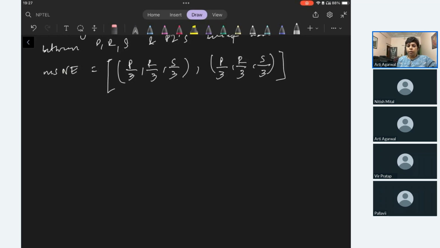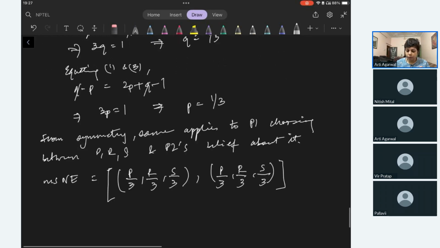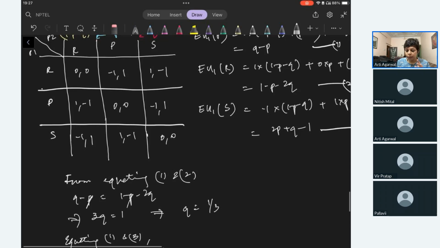Now, this is something you can do in a lot of symmetric games to save your time. You just have to be careful about seeing when the game is actually symmetric and when it is not symmetric. So I hope this is clear. This is a mixed strategy Nash equilibrium, and this is how you approach a 3 by 3 matrix game.